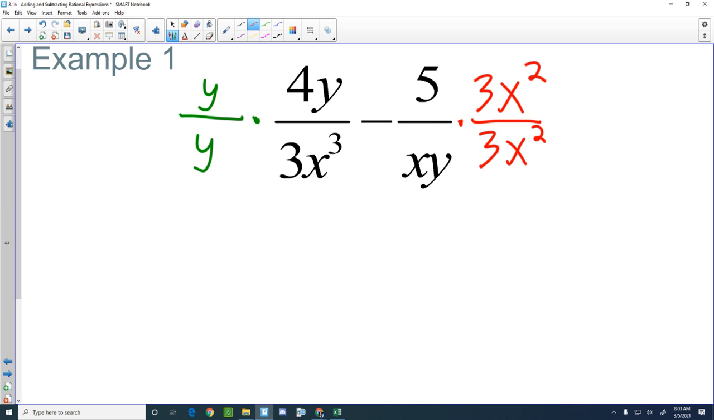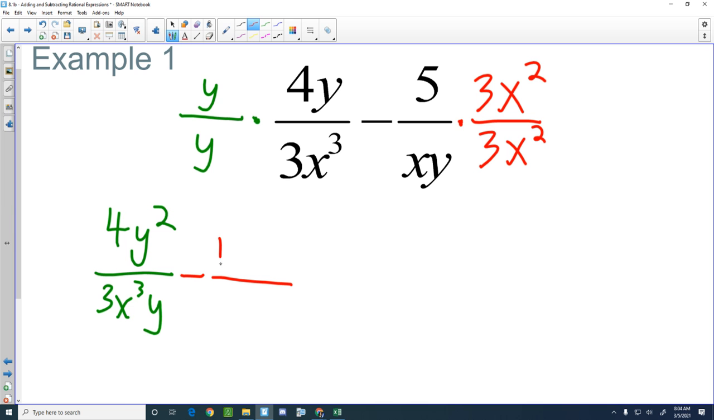Okay, now we're going to rewrite each of those fractions after we multiply them out. So on the left, 4y times another y equals 4y squared. And the denominator, y times 3x cubed is just 3x cubed y. Just put them right next to each other. Then we have minus our second fraction. Multiply the numerators together. 5 times 3x squared is 15x squared.